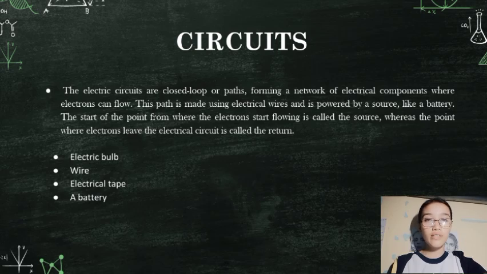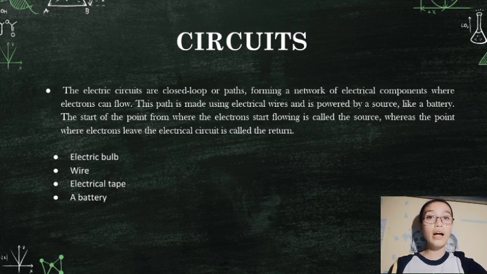Now let's move on to the circuits. I will explain to you how they work, their essential components, and the importance of safety when dealing with electricity. So imagine a closed loop like a circle where electrons can flow freely. This is the essence of an electric circuit. It is a path created using electrical wires powered by a source like a battery, allowing the electrons to travel from a starting point, the source, to its destination.